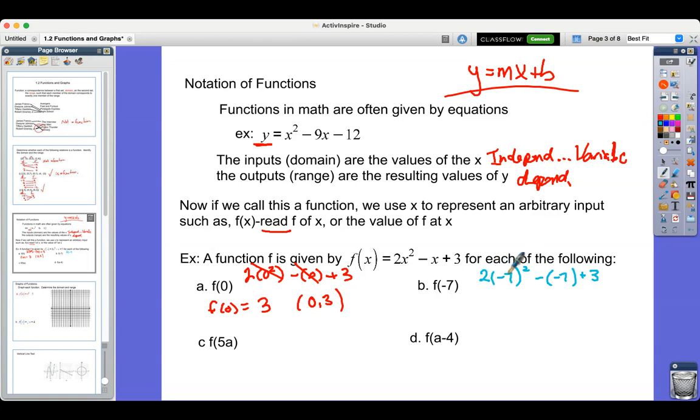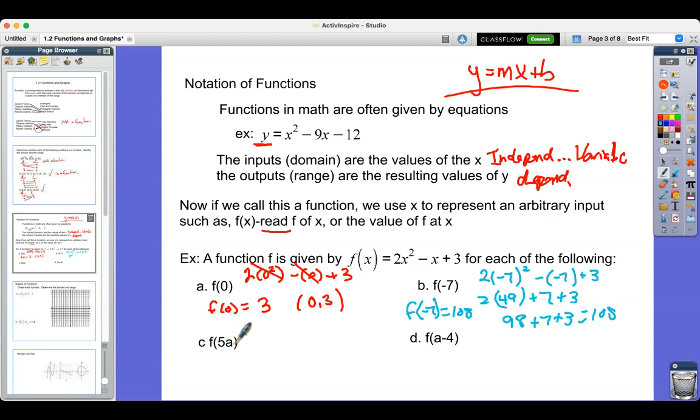So -7 squared becomes a positive 49. So then it'll be 2 times 49 minus a -7, which becomes positive 7 plus 3. So 49 times 2 will be 98 plus 7 plus 3. That gives us 108. So f of -7, so the value of the function according to -7 is 108.